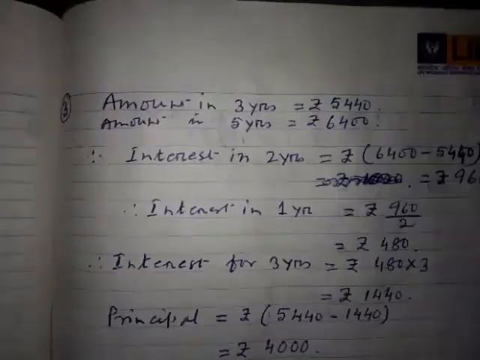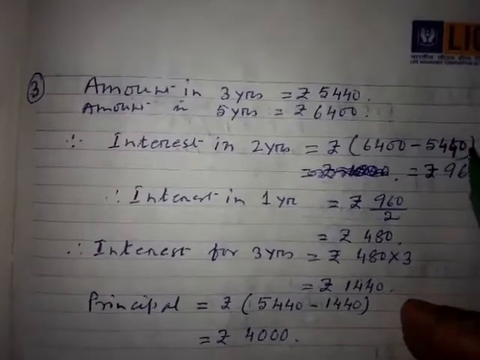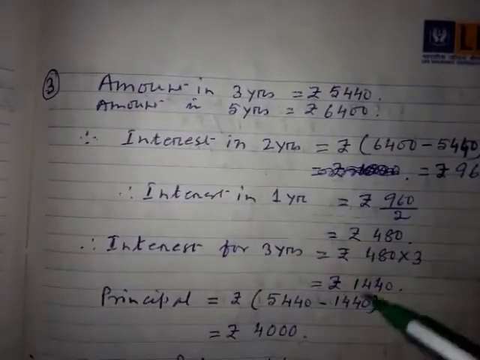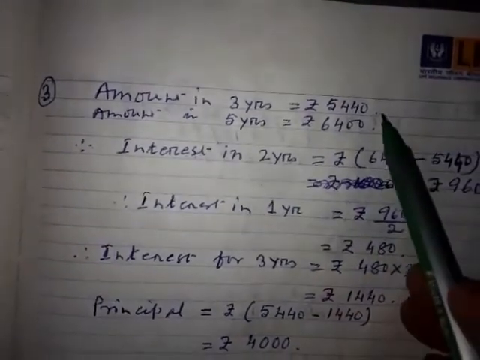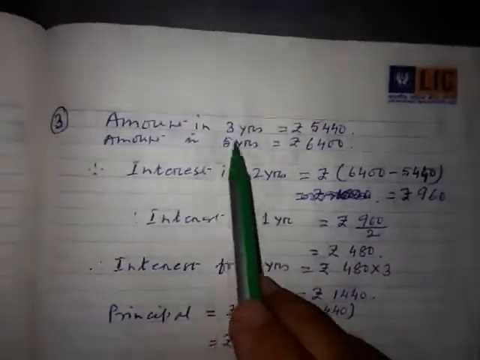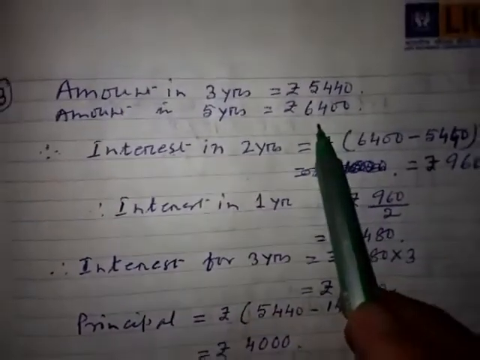In the third question, it was given that a certain sum of money, you kept it in the bank or somewhere else. After 3 years, you got 5440 amount. And after 5 years, you got 6440.